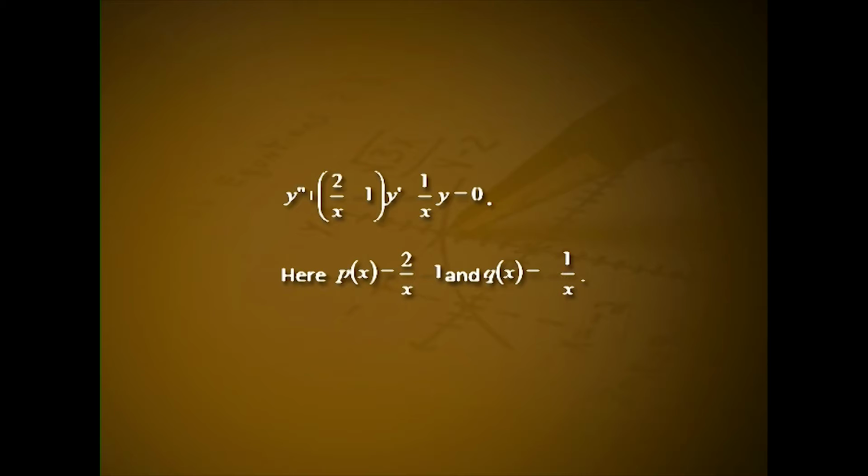Here p of x is equal to 2 by x minus 1 and q of x is equal to minus 1 by x. Since y is equal to 1 by x is a solution, we have y is equal to 1 by x into v is also a solution of the equation, where v dash is equal to c1 x square e raised to minus integral 2 by x minus 1 dx, which is equal to c1 x square e raised to minus 2 log x plus x, that is equal to c1 x square into x raised to minus 2 into e raised to x, which is equal to c1 e raised to x.